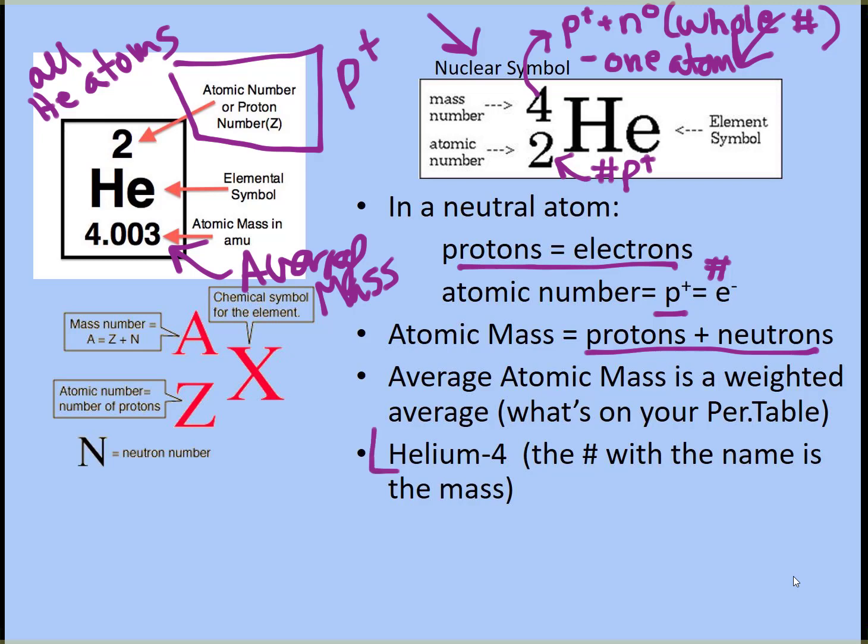If you have just one atom and you want to tell how many neutrons and how many protons it has, you just put the mass number with the symbol. So helium-4 is what I have right there. It has 2 protons and 2 neutrons, and I would describe that isotope, or that particular atom, as helium-4.